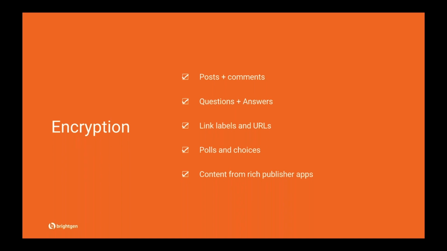So posts and comments are encrypted, questions and answers, linked labels and URLs, polls and the choices that you can make in those polls, and content that has been created from rich publisher apps. So all of that can be encrypted and secured.